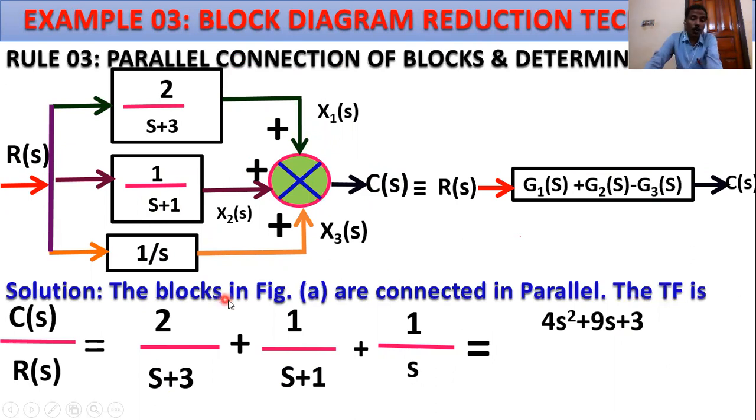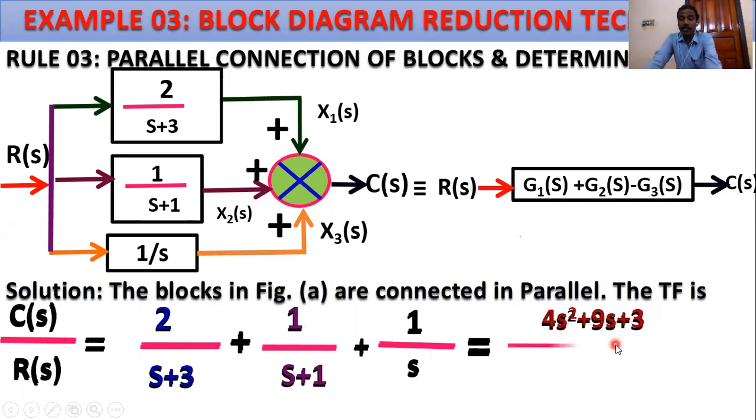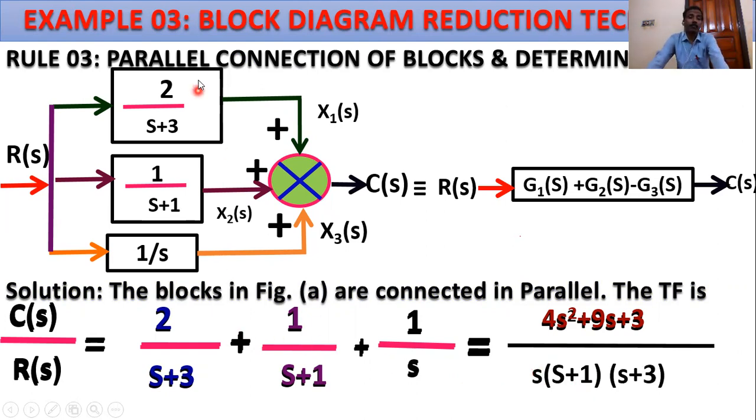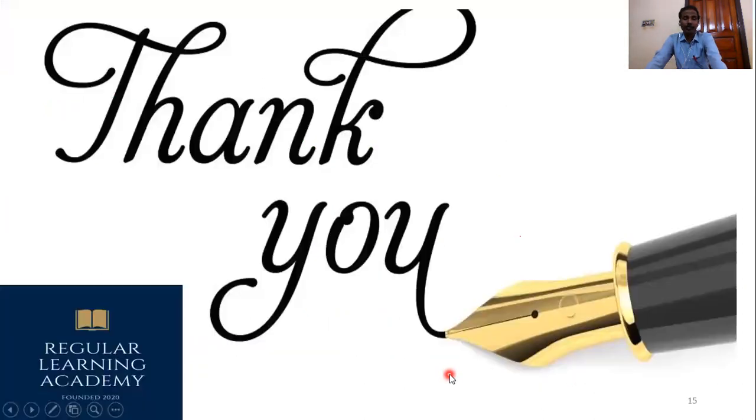So solution: the blocks in figure A are connected in parallel. The transfer function is C(s) by R(s), because the overall transfer function has output C(s) and input R(s). So output by input equals first block plus second block plus third block. This is the output by input ratio. Then the overall or final transfer function is (4s square plus 9s plus 13) divided by s into (s plus 1) plus 13. This is the transfer function for example 3. Thank you.